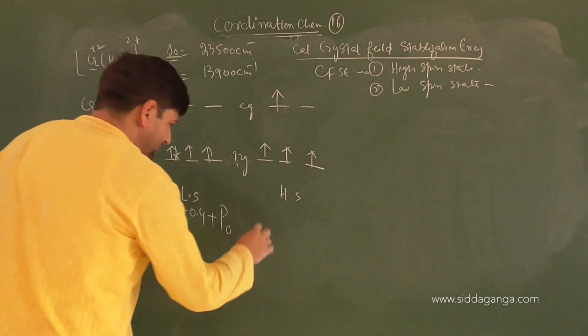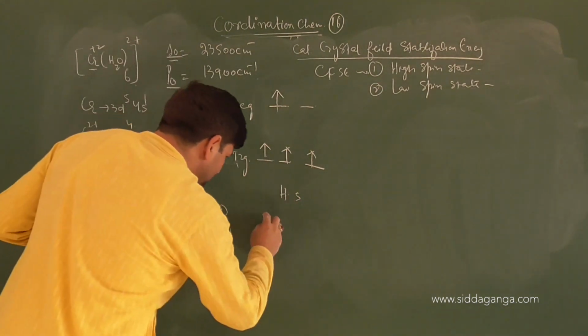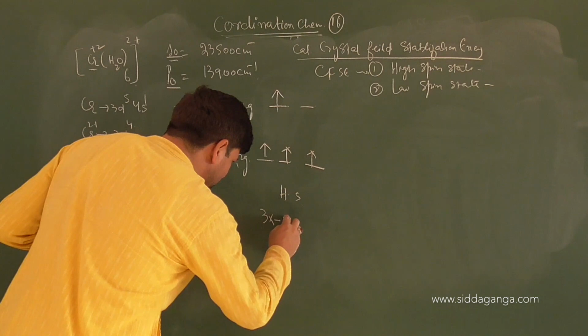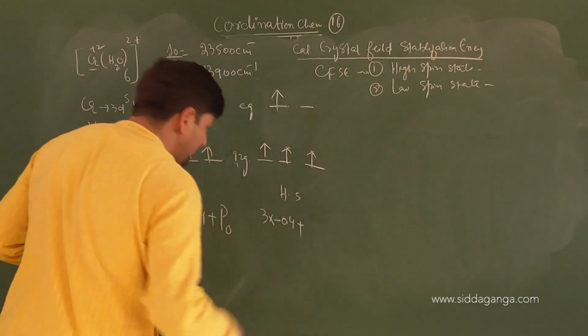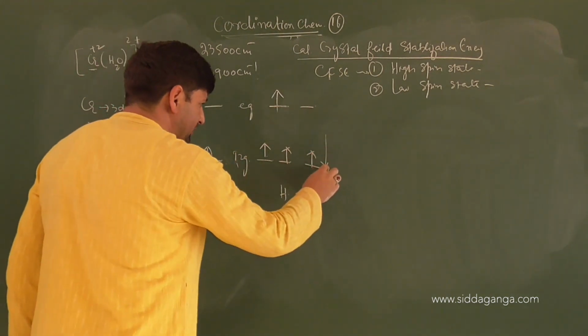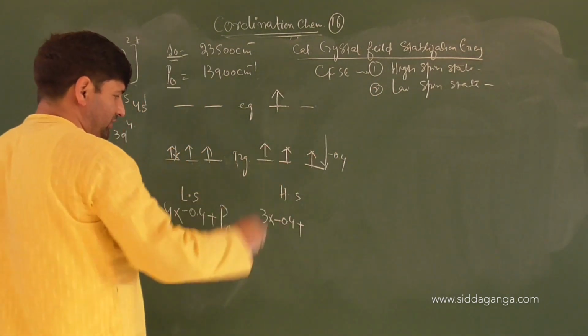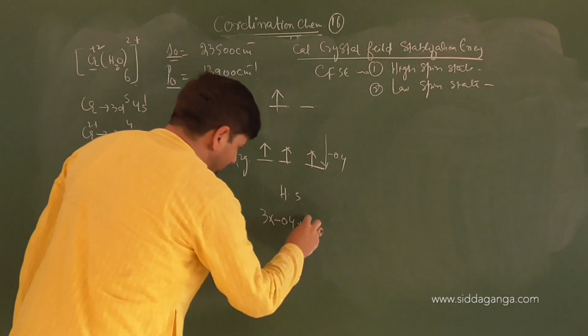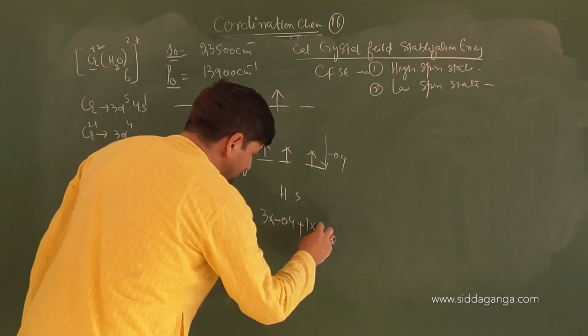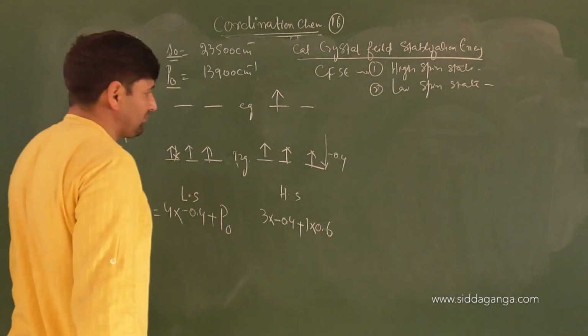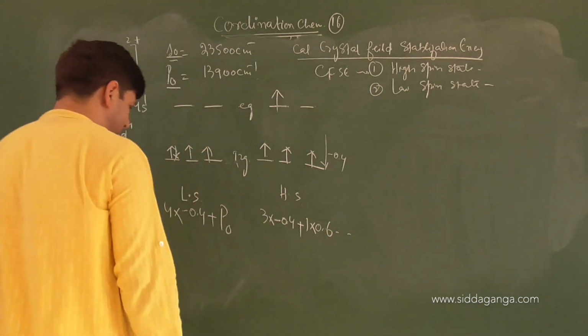High spin state, what will be the CFSE? 3 into minus 0.4 plus, because an electron in the T2G set stabilizes by the value of minus 0.4. Minus 0.4 energy is lost out. Plus 1 into 0.6, and there is no pairing here at all.